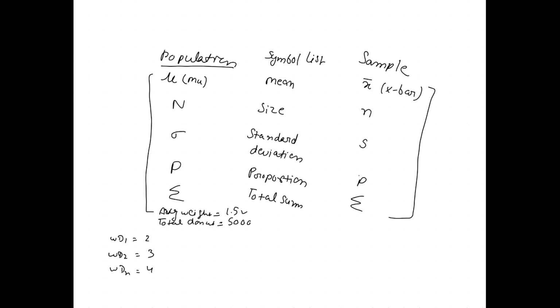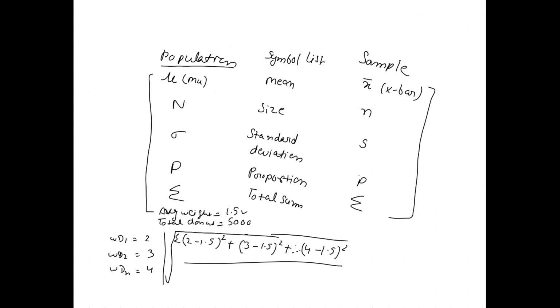Okay. Now, if you want to calculate the standard deviation, you will apply this formula. We will take the square root. You will do something like this: 2 minus 1.5, square of this, and then plus 3 minus 1.5, square of this, and so on. 4 minus 1.5 and square of this, then divided by 5000.